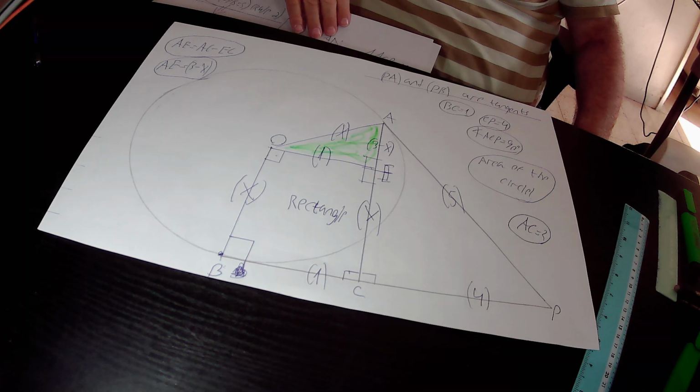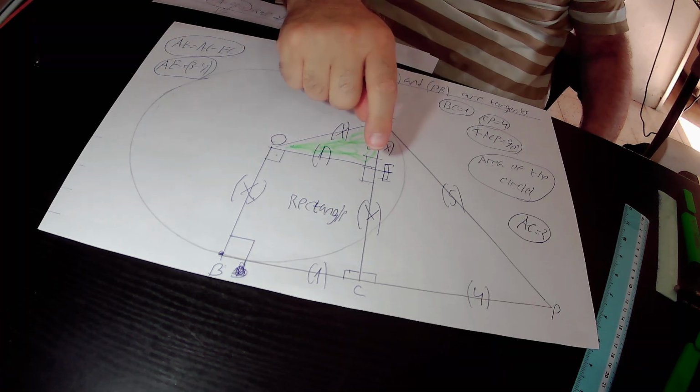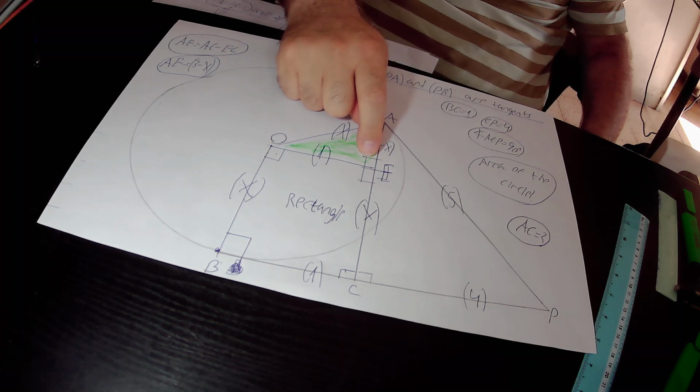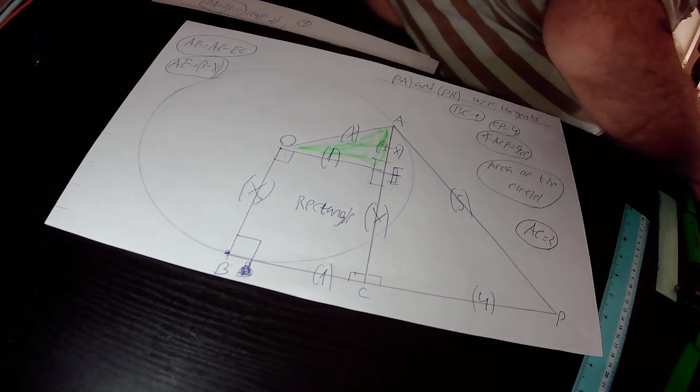In the next step, we did a construction. That is to say, from this point O, we draw a perpendicular on AC. So this angle equals 90 degrees, and this angle also equals 90 degrees.